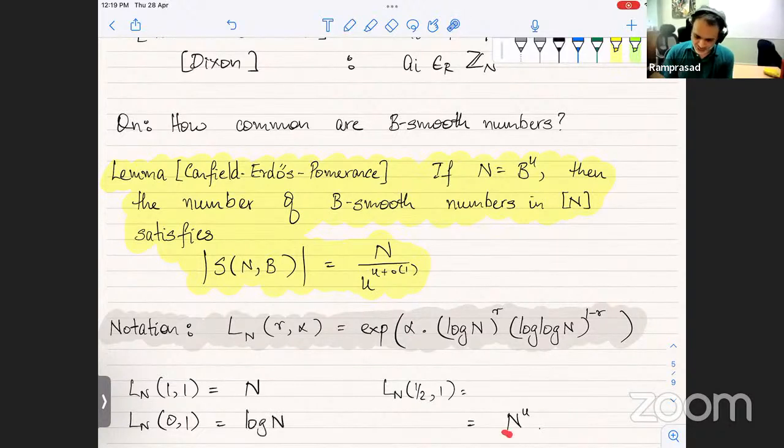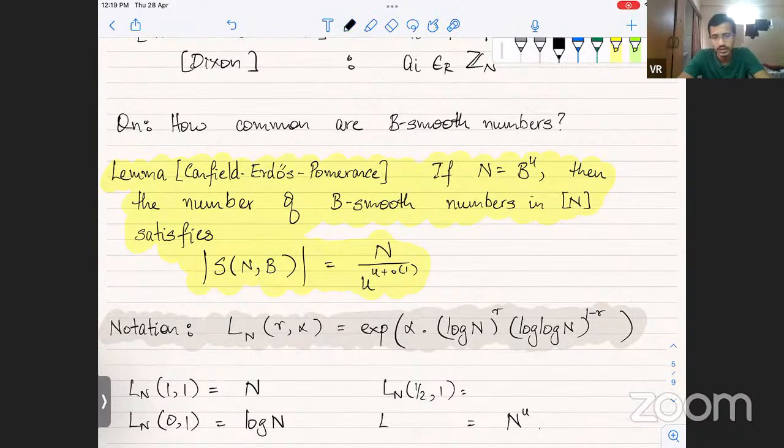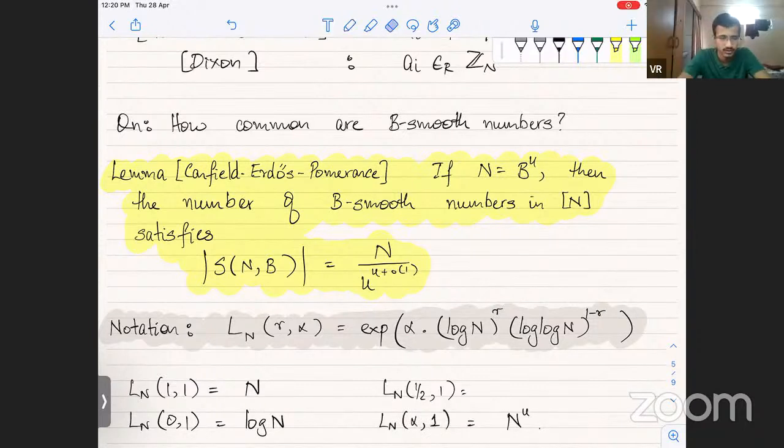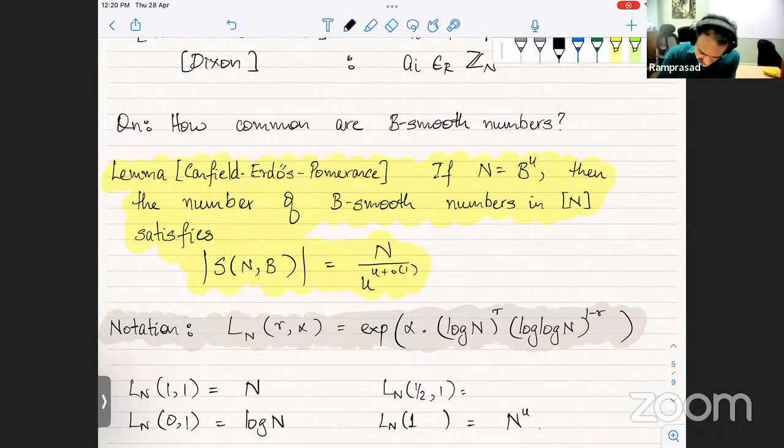Okay, now suppose you wanted to write n to the u. How would you write this as an L_n function? Alpha should be u and r should be 1. Sorry, I keep switching them. Alpha is u, r is 1. And L_n of half comma 1 is this thing, which is exponential in 1 times square root of log n log n.